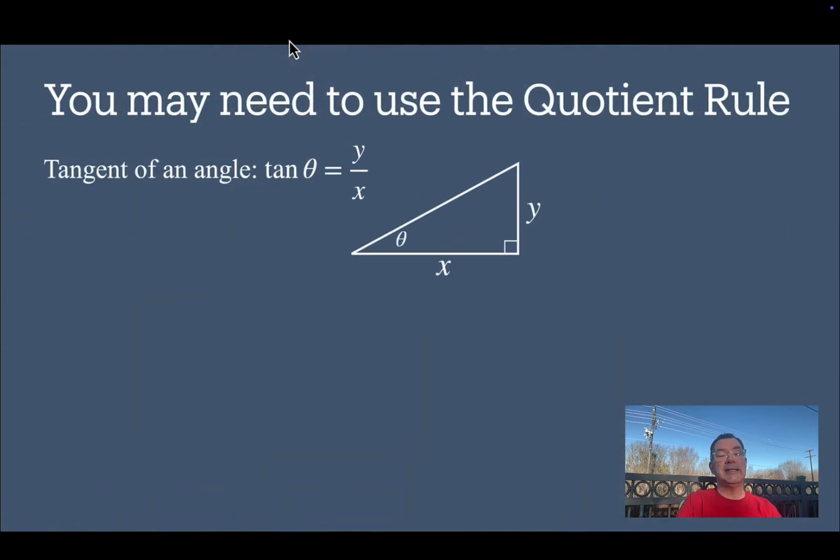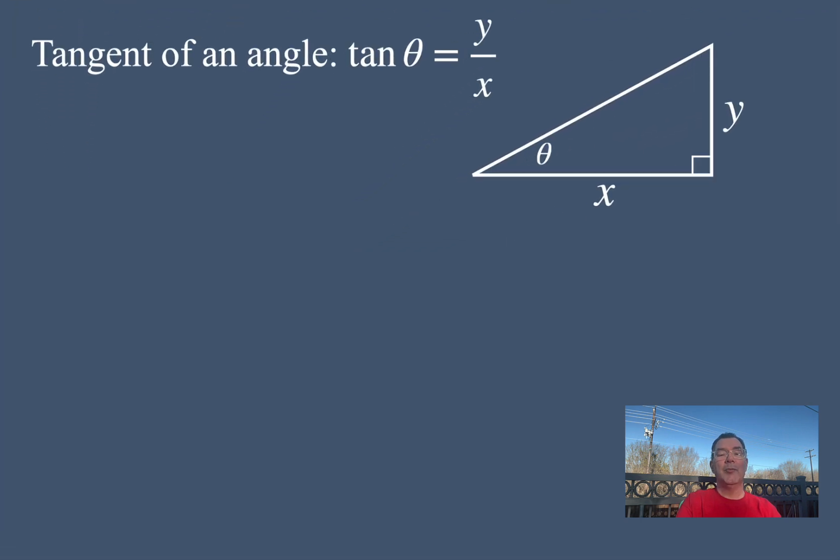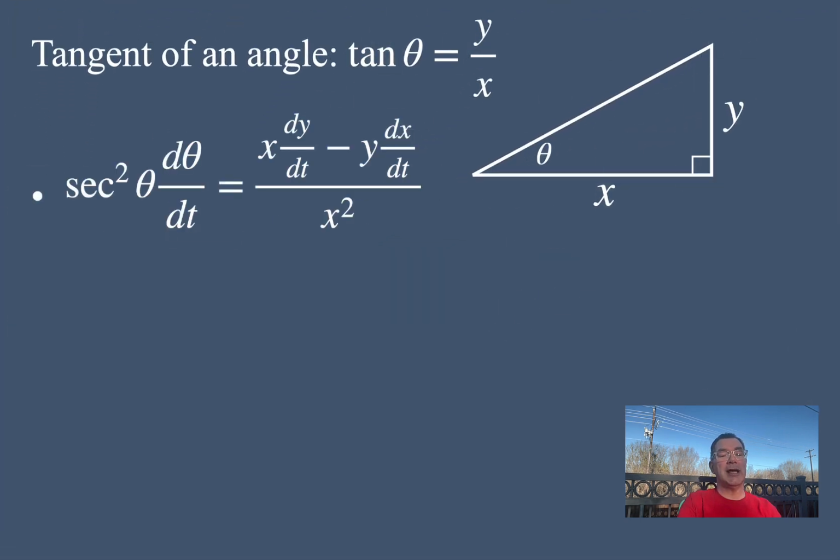So I know that the tangent of an angle uses theta. It uses y as one of the side lengths of the right triangle. It uses x as another side length of the right triangle. So there's my relationship right there. But then when I take the derivative of both sides, I've got secant squared theta d theta/dt equals x times dy/dt minus y times dx/dt all over x squared. So hopefully I'm given some more information about how those things are changing.